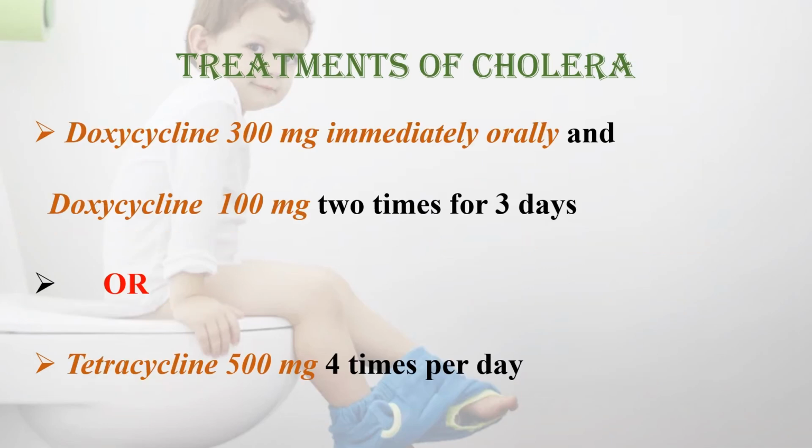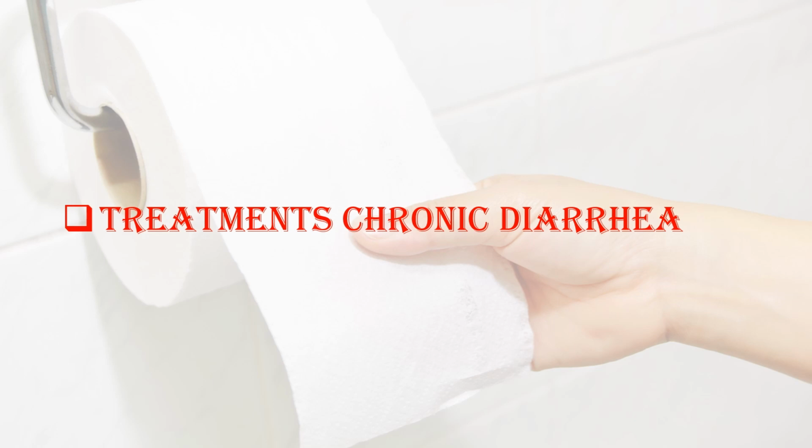Treatment of cholera: doxycycline 300 mg immediately orally and then doxycycline 100 mg 2 times for 3 days. Or you can use tetracycline 500 mg 4 times per day. Next one, treatment of chronic diarrhea.